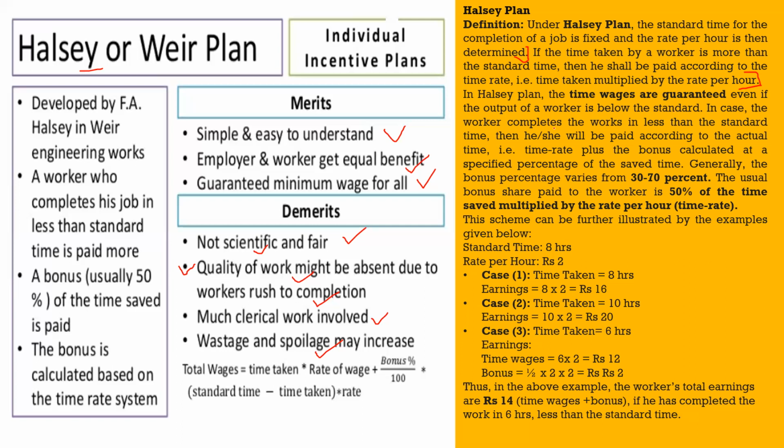In case the worker completes the work in less than the standard time, then he or she will be paid according to the actual time, the time rate, plus the bonus calculated at a specified percentage of the time saved. This is the formula if the worker completes the work within the provided time. Generally, the bonus percentage varies from 30 to 70%. The usual bonus share paid to the worker is 50% of the time saved multiplied by the rate per hour. So this scheme can be further illustrated by examples.